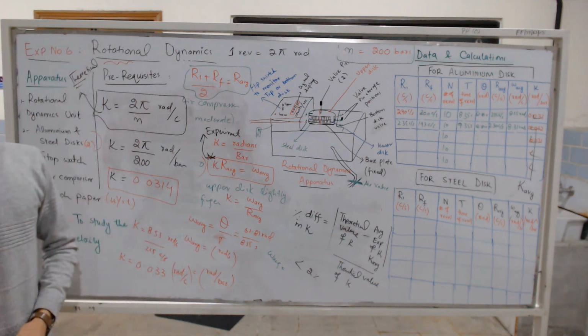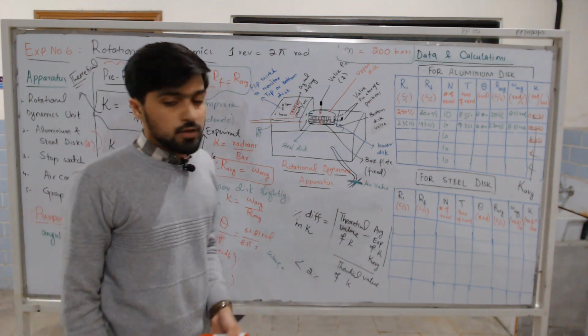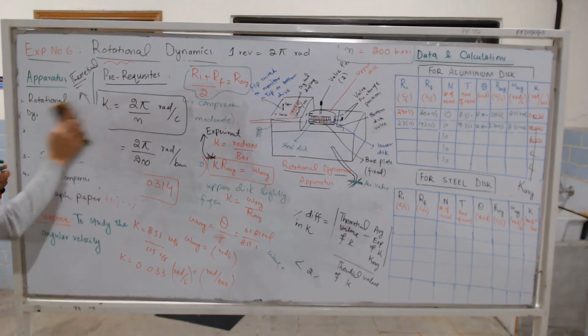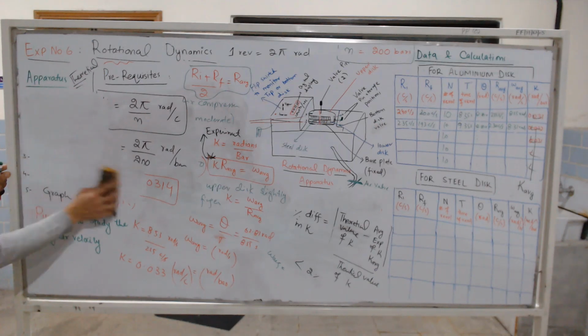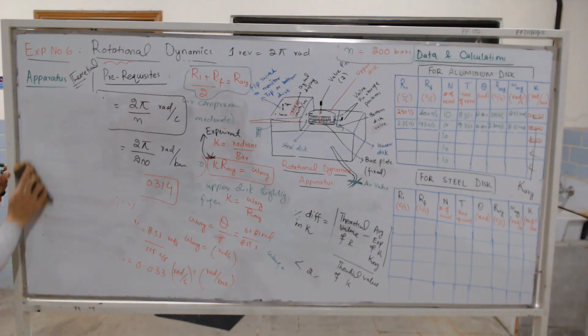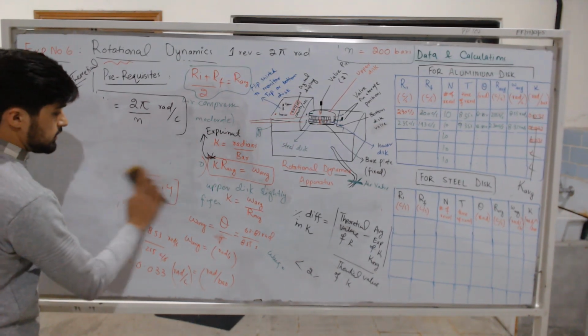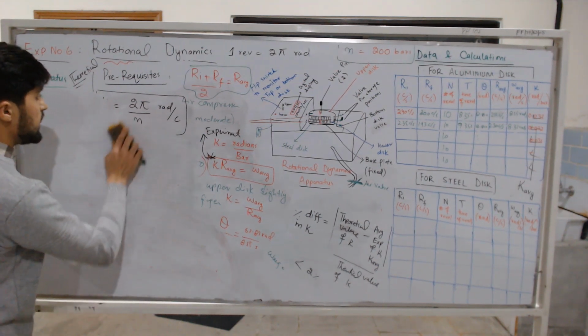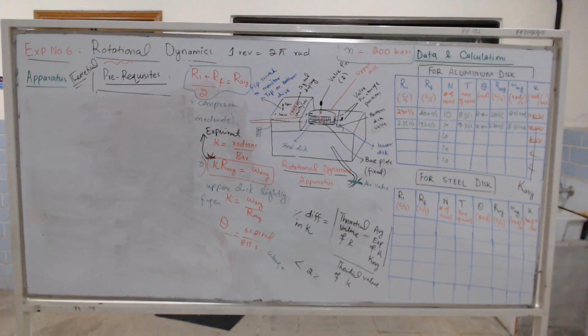Now at the end, you will plot a graph. The graph will be between the angular velocity and the time. We will have to plot the angular velocity-time graph.